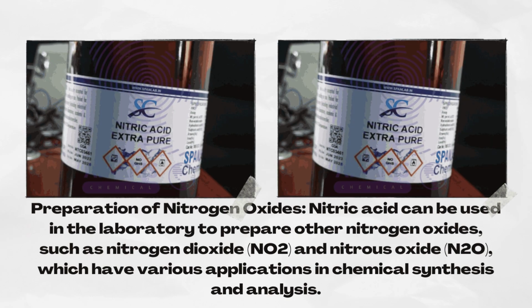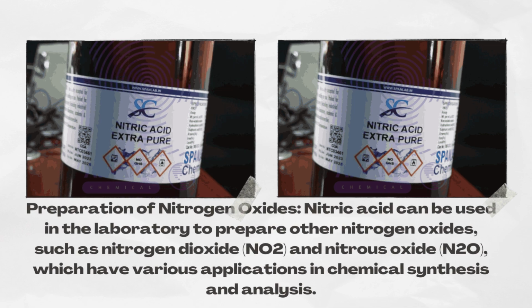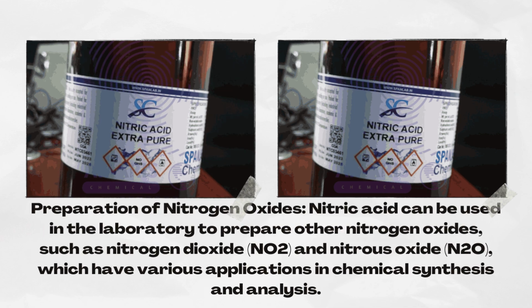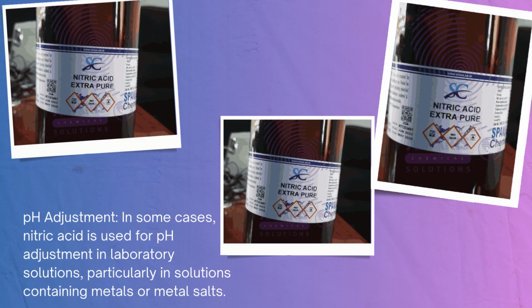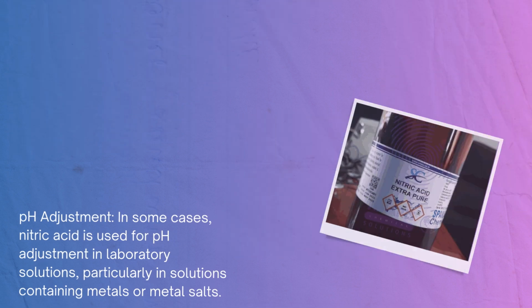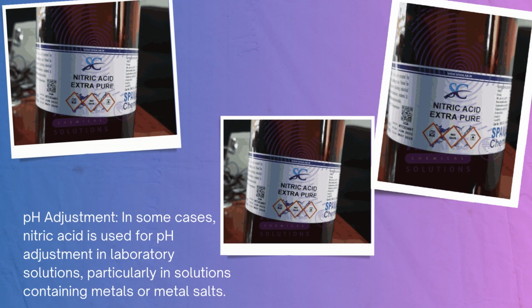Digestion of samples. Nitric acid is often used to digest organic and inorganic samples prior to analysis. This digestion process helps in breaking down complex matrices into simpler forms for analysis, especially for elements like metals.